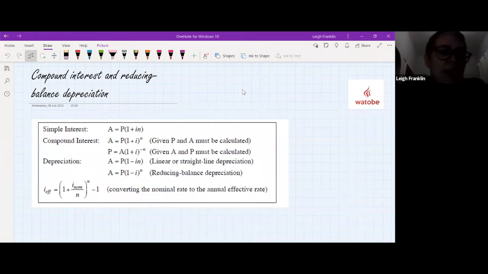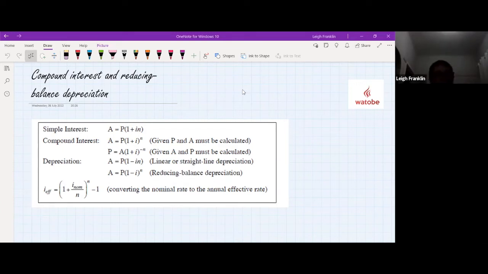And again, it's important for us to start with our grade 11 work, because everything that we do in grade 11 is the basis of matric, and we know that our grade 11 work gets questioned in matric as well. So they will ask you questions on compound interest and on reducing balance depreciation. So we're going to start there.